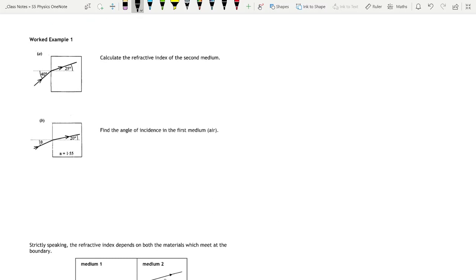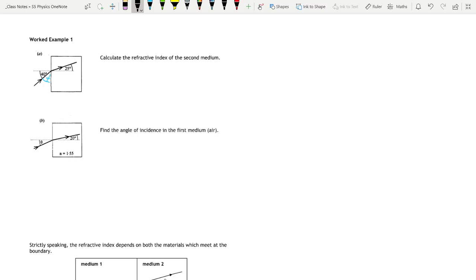So first of all, worked example 1a. We've got an angle of incidence of 40 degrees and an angle of refraction of 25 degrees. Now remember, it might not always give you the angle of incidence and the angle of refraction. It might give you the wrong angle, so it might give you the angle there, and you'd have to work out the angle of incidence from that. But in this case, we're okay. So calculate the refractive index of the second medium, so n2.